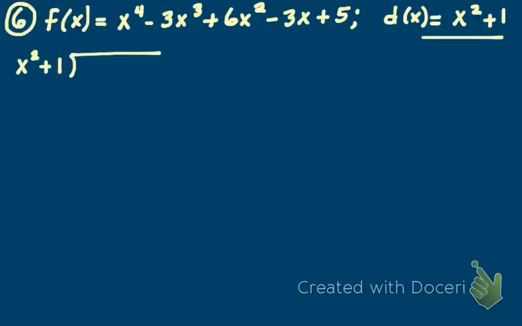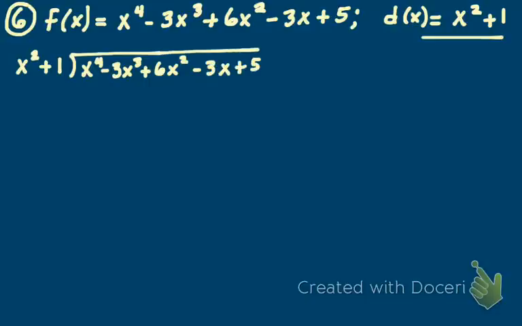x to the fourth minus 3x cubed plus 6x squared minus 3x plus 5. Make sure your bar goes all the way down to the end.